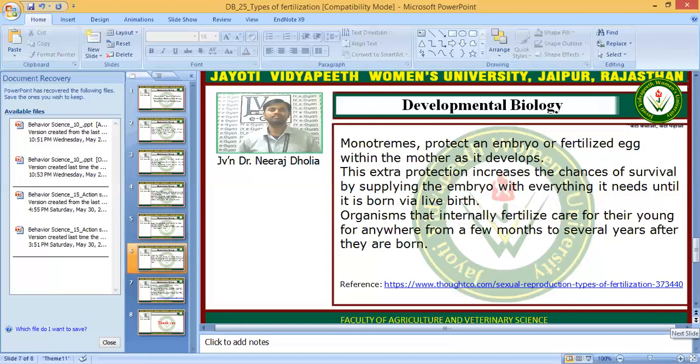Monotremes are the mammals which lay eggs. Monotremes protect an embryo or fertilized egg within the mother as it develops. This extra protection increases the chances of survival by supplying the embryo with everything it needs until it is born by live birth. Organisms that internally fertilize care for their young for anywhere from a few months to several years after they are born, depending on the species.